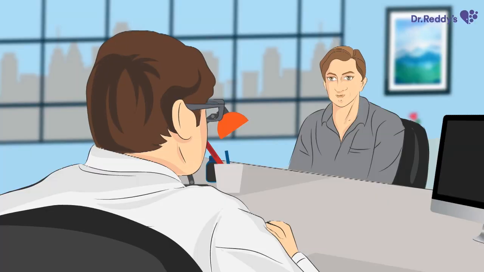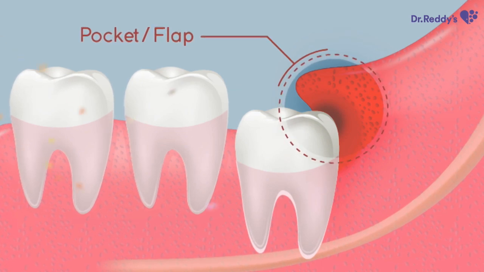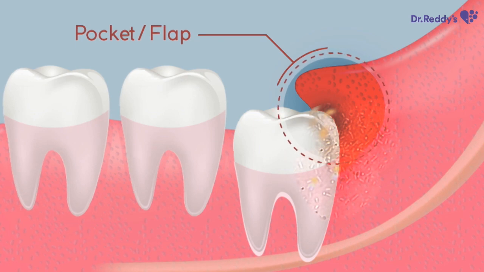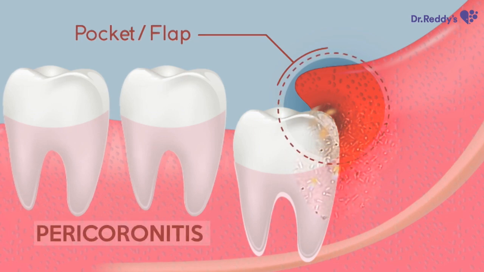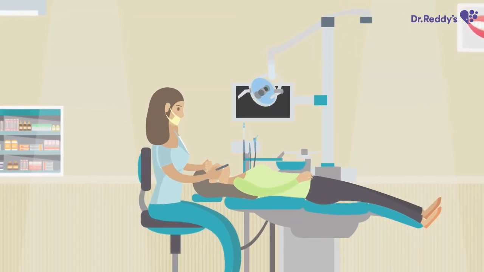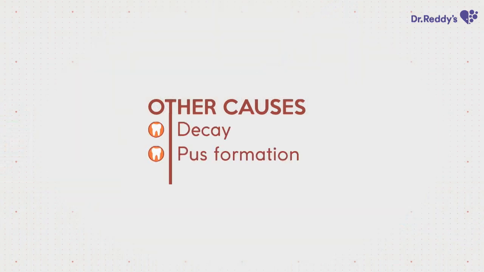Why do they need to be removed? An impacted tooth can cause a number of problems. The tooth is best removed. In your case, the gums around the tooth have created a pocket or flap that holds food, debris and germs, causing infection and pain. This is called pericoronitis. It is the most common cause of impacted tooth or wisdom tooth removal. The longer we wait, the higher the chances of severe infection. Other causes include decay, pus formation, or abnormal growths.